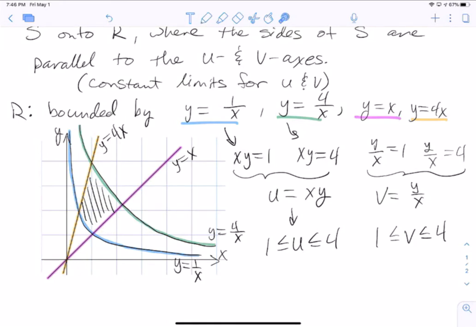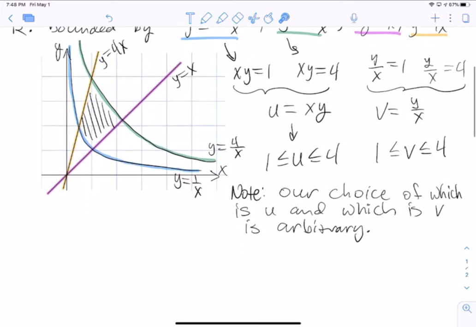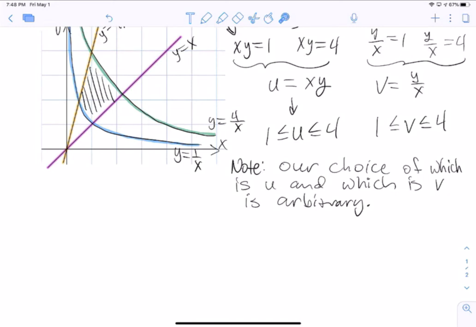This satisfies the stipulation that we wanted constant limits for u and for v. Please note that our choice of which is u and which is v is arbitrary. We could just as easily have said that v was xy and that u was y over x. In either case, they have constant limits.